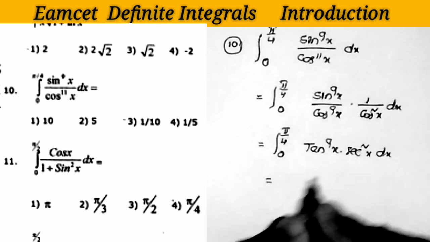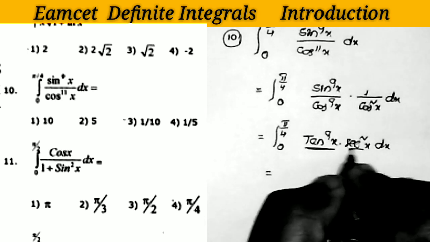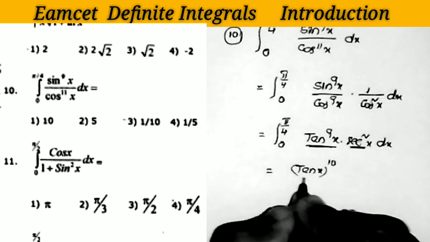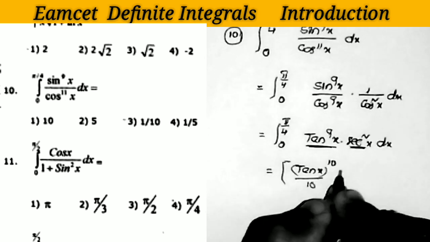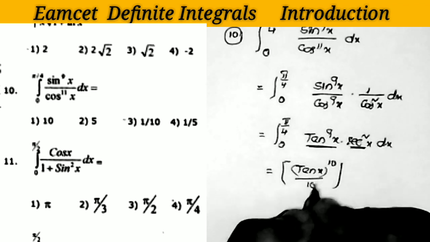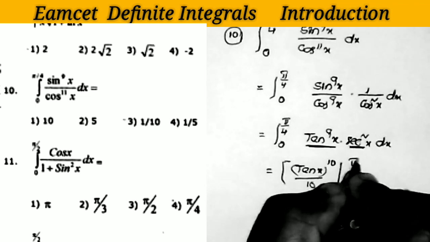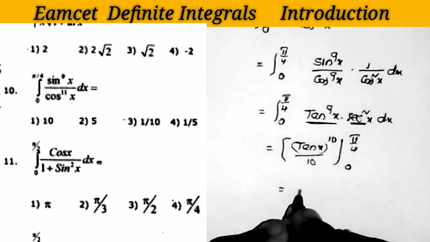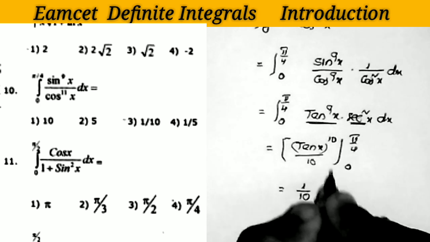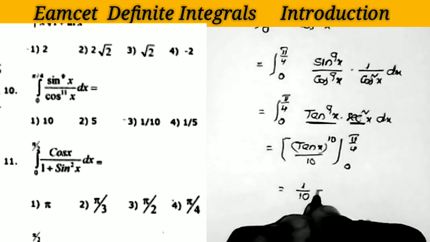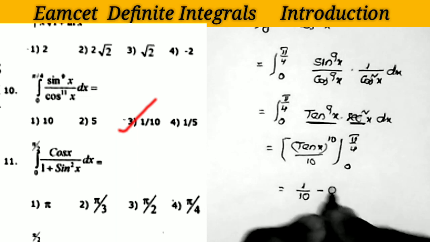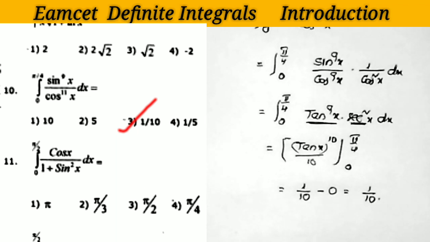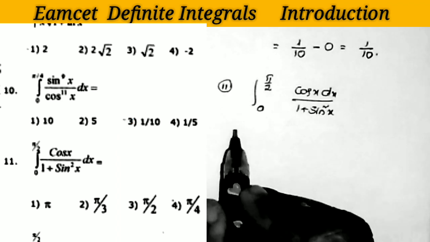Now this is in the form of f of x whole power n into f dash of x, so the integration is f of x whole power n plus 1 by n plus 1. n is equal to 9 here, so 9 plus 1 by 9 plus 1, that is tan power 10 by 10. Now replacing the limits values. Tan pi by 4 is equal to 1. 1 power 10 means 1 by 10, minus tan 0. Tan 0 is equal to 0. Therefore the answer is 1 by 10, and that is the third option. That's all. Next question, sum number 11.